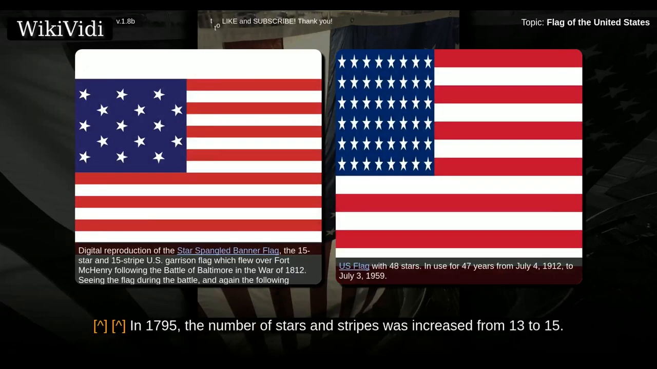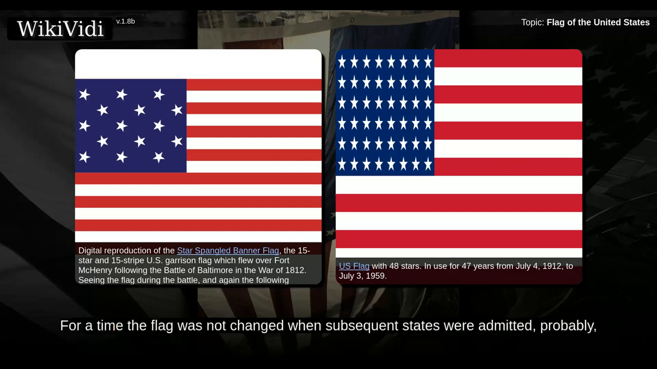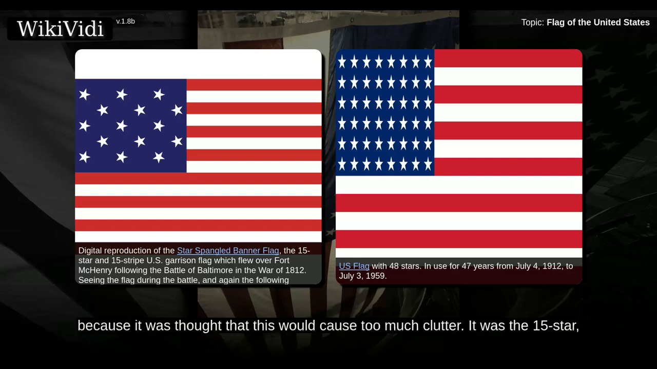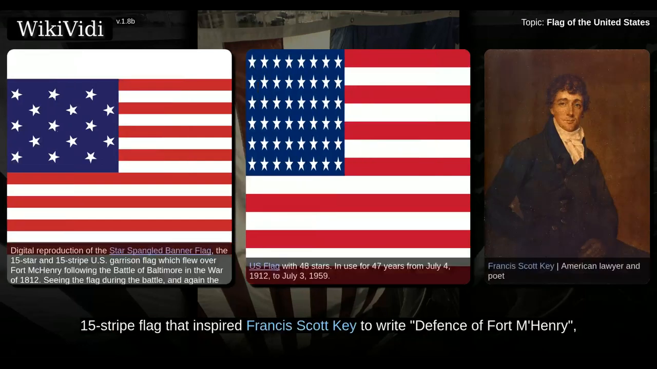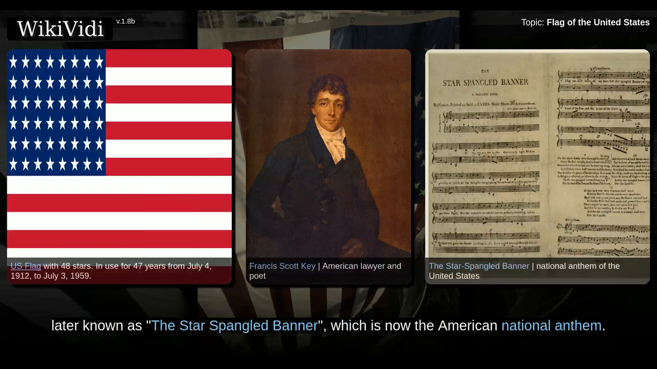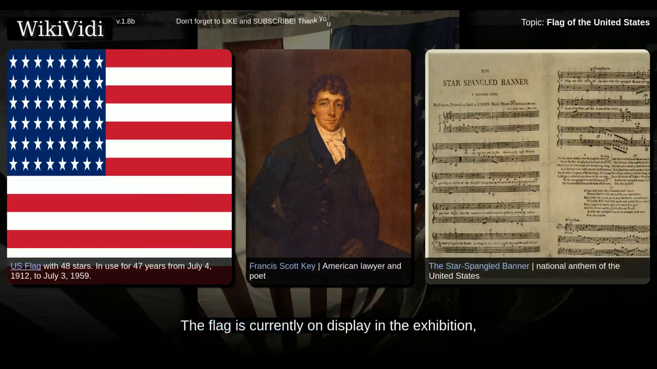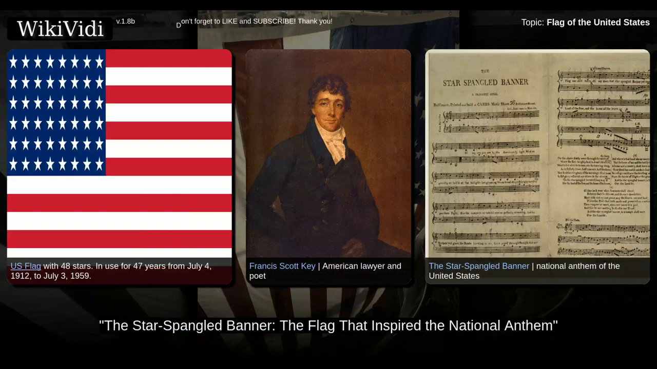In 1795, the number of stars and stripes was increased from 13 to 15. For a time, the flag was not changed when subsequent states were admitted, probably because it was thought that this would cause too much clutter. It was the 15-star, 15-stripe flag that inspired Francis Scott Key to write Defense of Fort Henry, later known as the Star-Spangled Banner, which is now the American national anthem. The flag is currently on display in the exhibition the Star-Spangled Banner, the flag that inspired the national anthem.